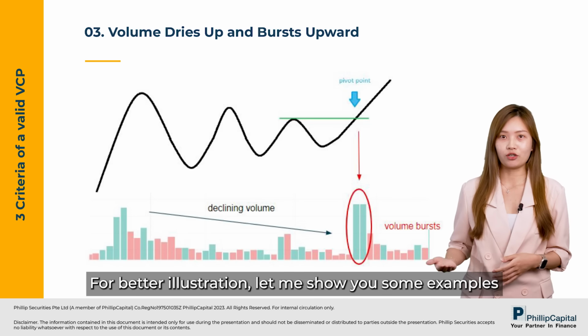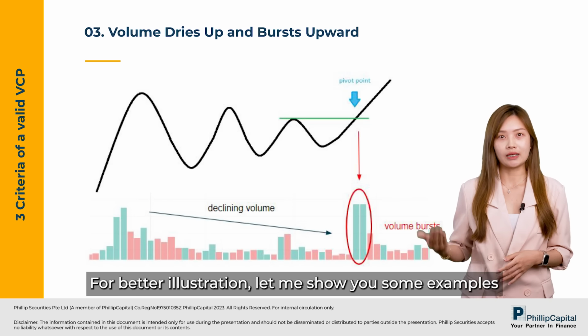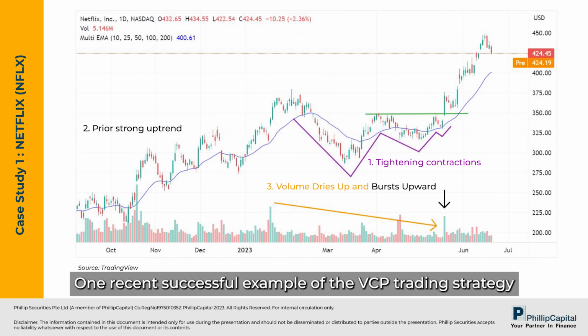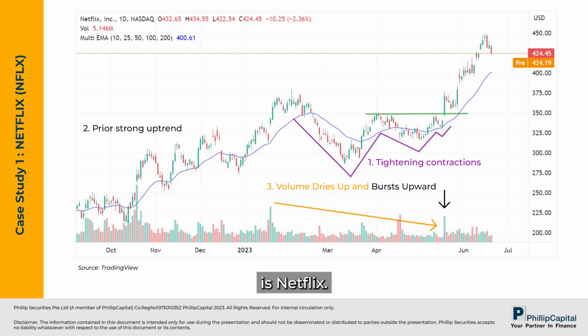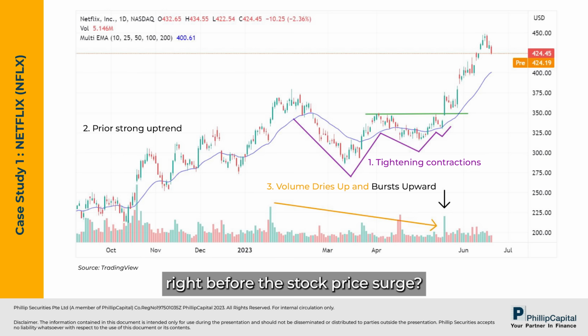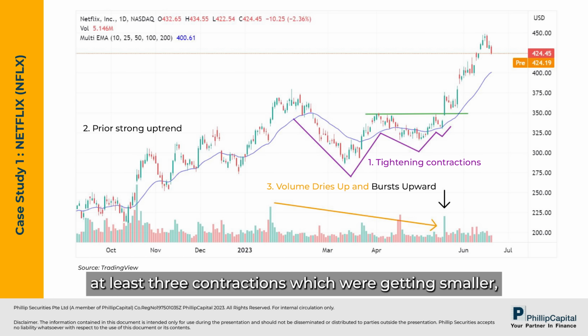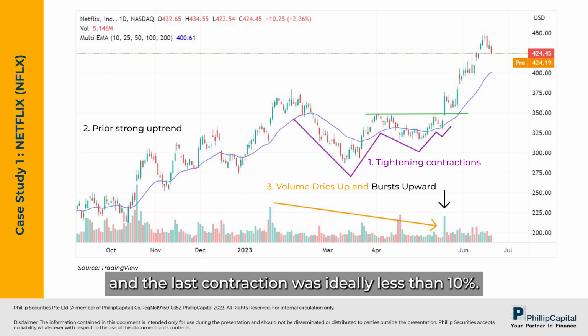For better illustration, let me show you some examples where the VCP chart patterns were observed. One recent successful example of the VCP trading strategy is Netflix. Can you see a VCP pattern right before the stock price surge? It met all three criteria we just discussed. First, tightening contractions, where we can see at least 3 contractions which were getting smaller. And the last contraction was ideally less than 10%.